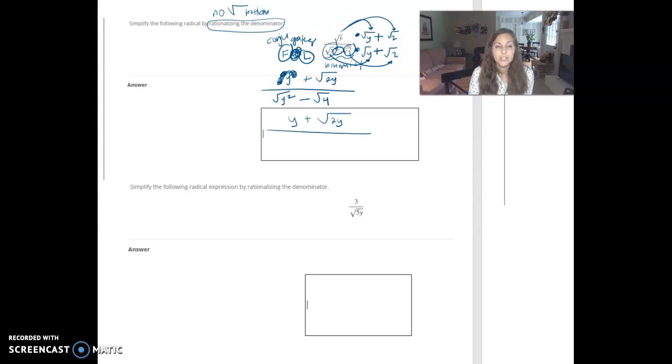Same thing in the denominator. A square and a square root are opposites. It gets caught up in a tornado, and it leaves me with y, and the square root of 4 is 2. So that would be your final answer there. There's nothing else you can do to simplify that problem.